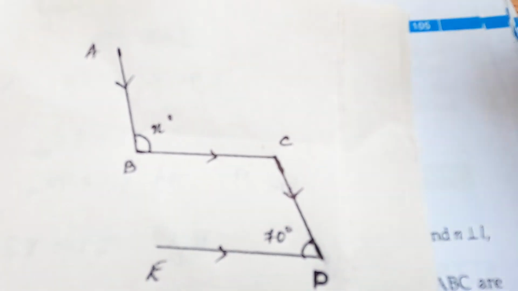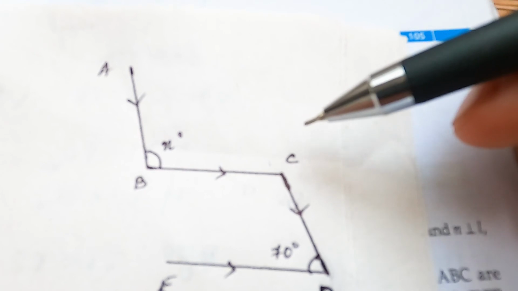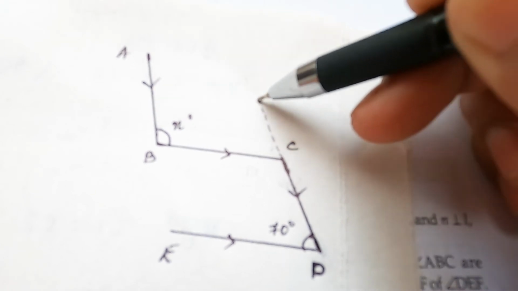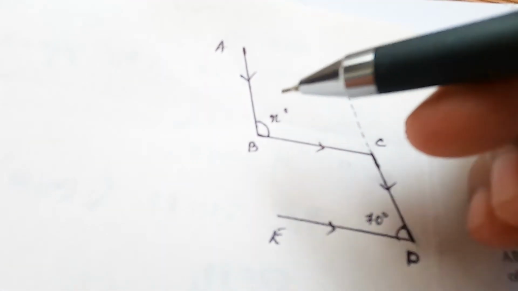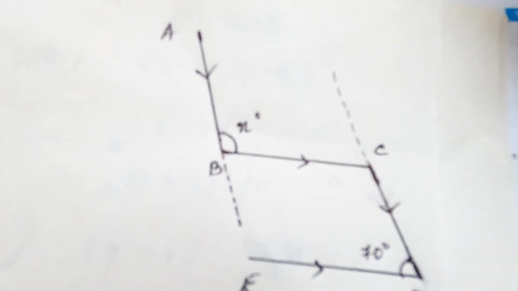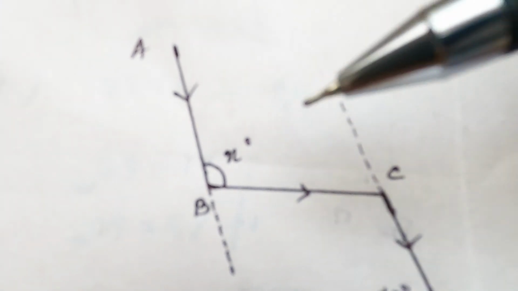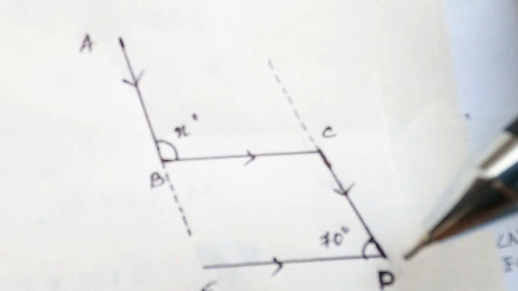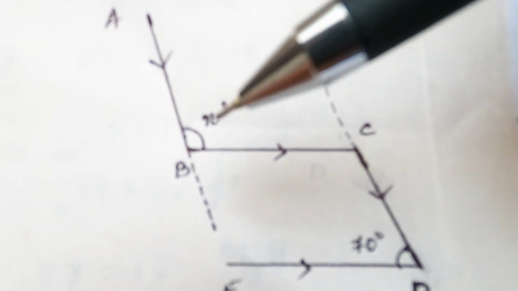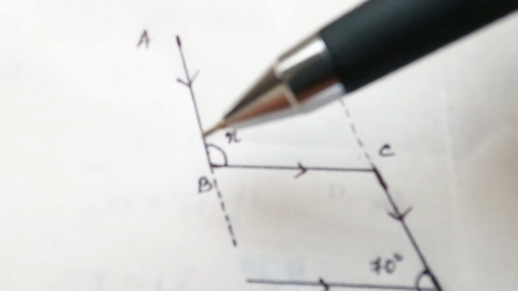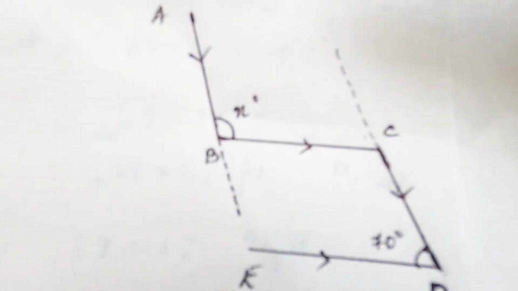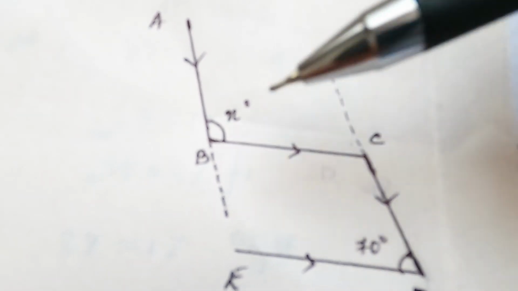So what we will do here is a little bit of construction work. We will produce DC, and also we will produce AB. Just by looking at the diagram, it becomes clear that AB and DC are parallel lines, and we can say that BC is a transversal line. Since all the lines are parallel, the angles also will be equal. So how do we find the measurement of x?